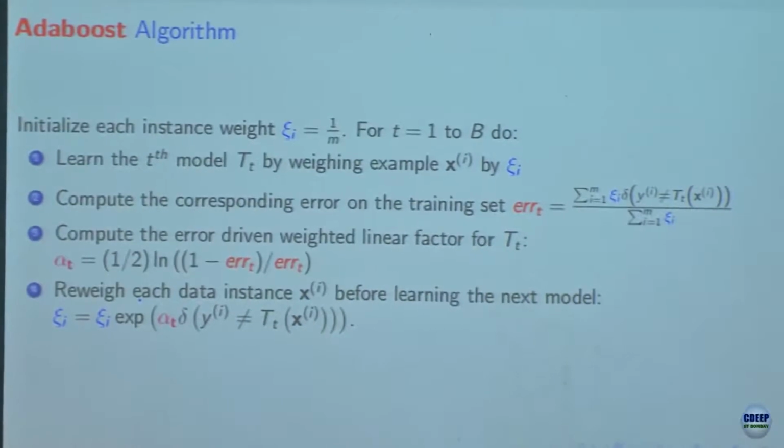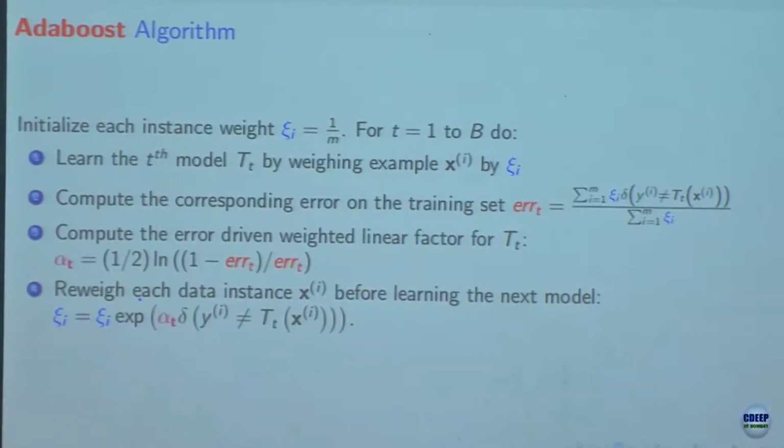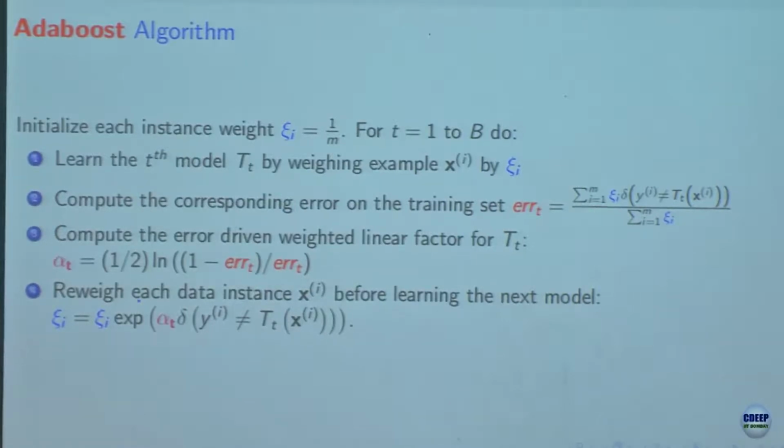Okay, this is the AdaBoost algorithm. That's something you can implement. Initialize each instance weight, xi i, to be just 1 upon m. All examples have the same weightage. Learn the t-th model by weighing example xi by xi i. Compute the corresponding error on the training set and compute the error driven weighted linear factor. That is what we are doing.